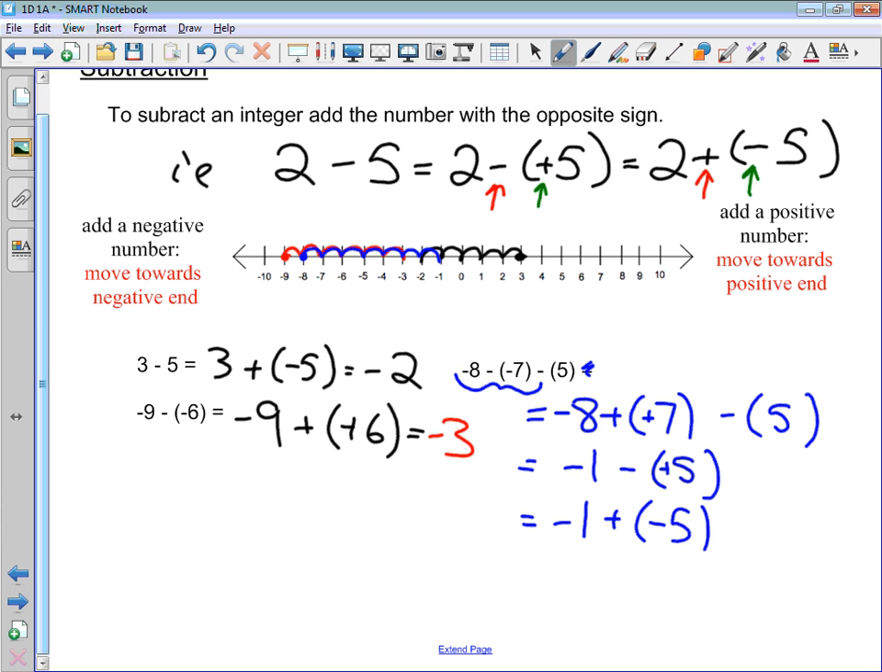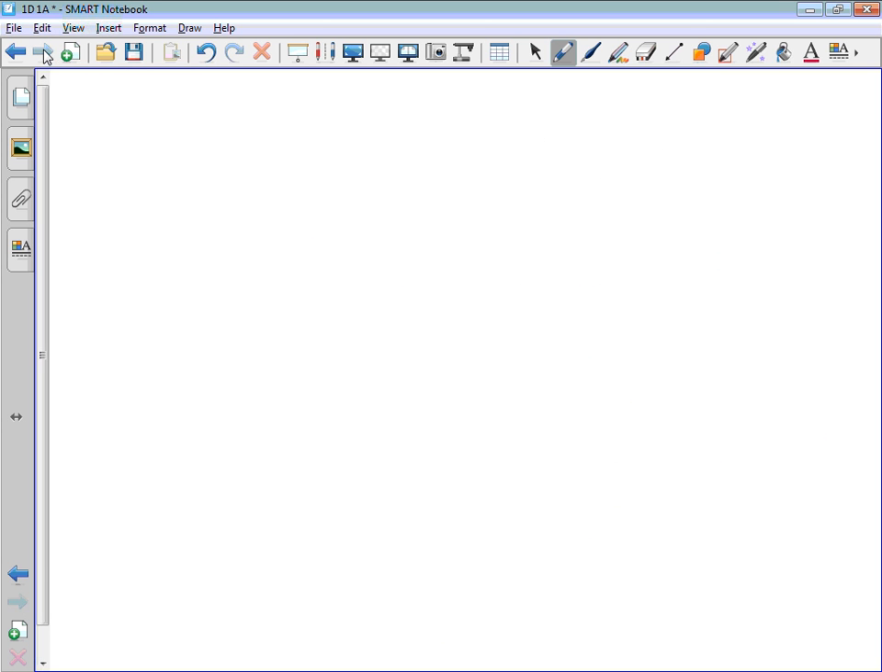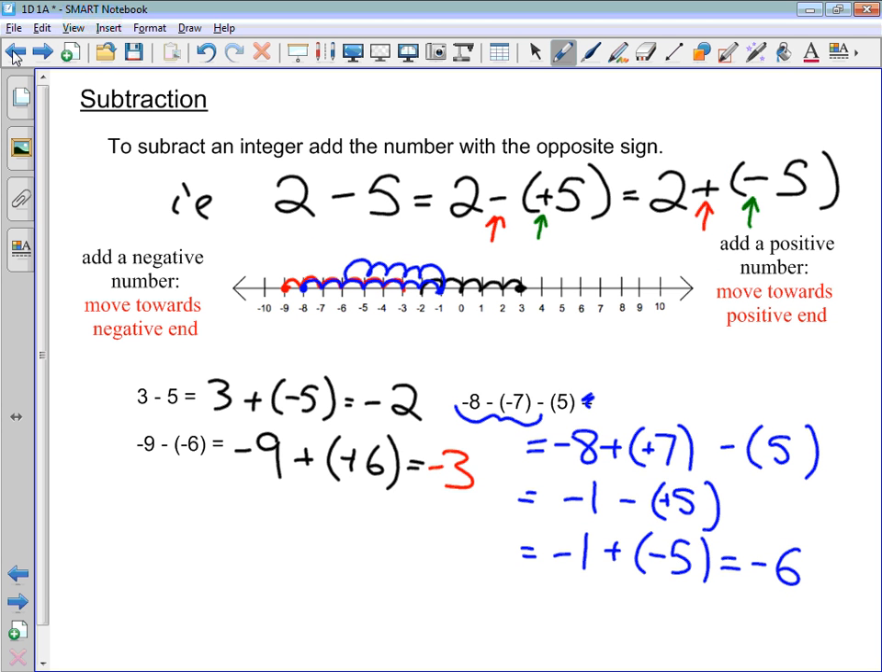All right, now how do we do negative 1 plus negative 5? Well, let's see. We start at negative 1. We're already there. And we go 5 to the negative. 1, 2, 3, 4, 5. We ended up at negative 6. And we are done. So that's our review of adding, subtracting, multiplying and dividing integers.